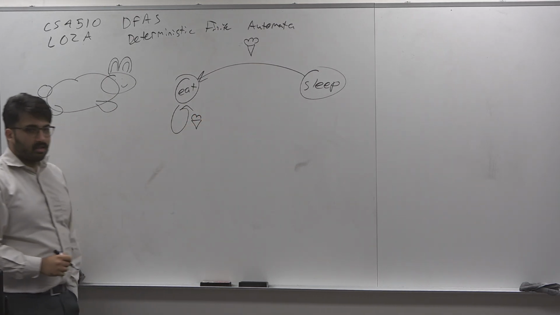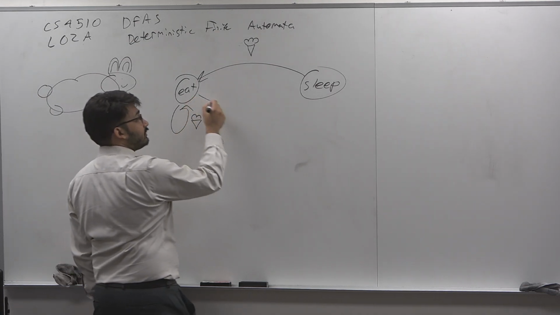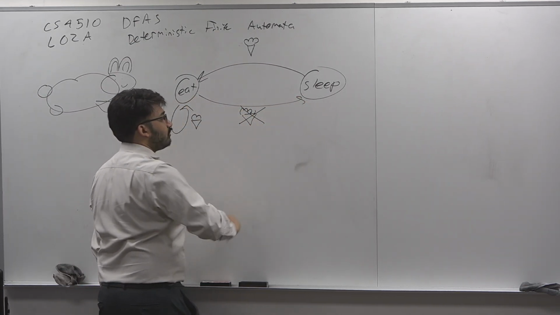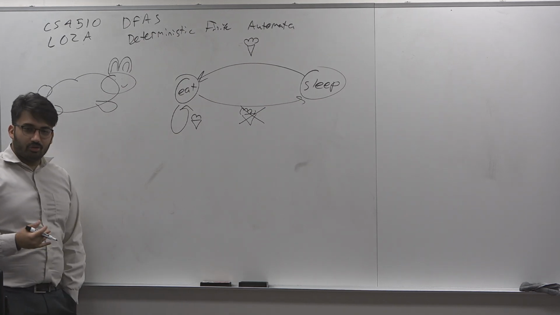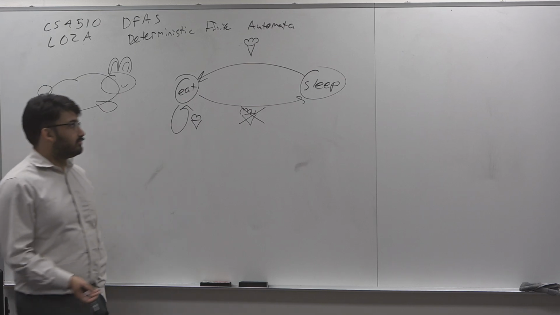Now, let's say you're in the eating state of mind and there are no more carrots. You should transition to going back to sleep. There's no more food. So we represent it like this. There is no food. And let's say you're sleeping and there is no food. What should you do? Stay in the sleeping state.